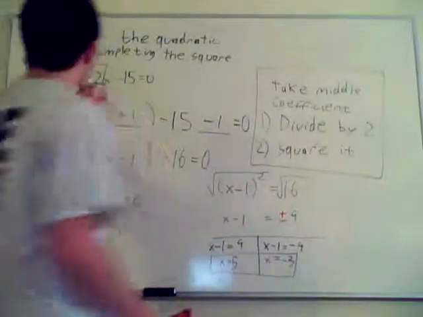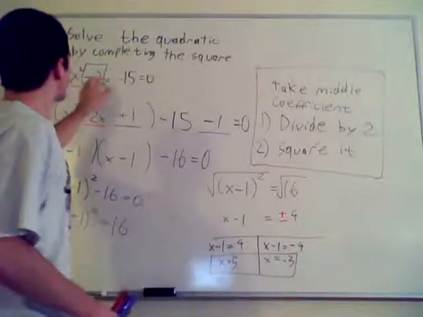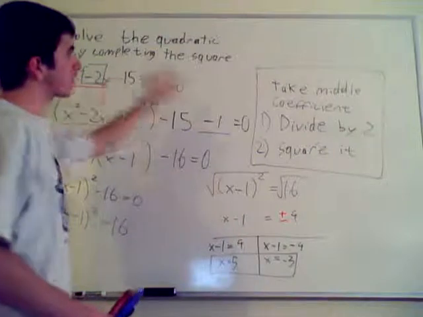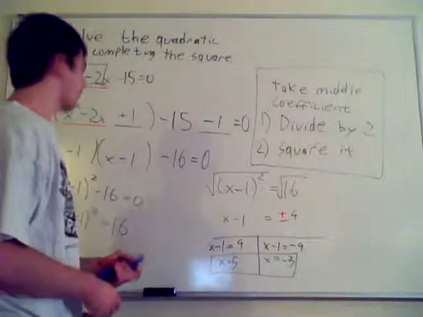Alright, so the tricky part about this is take the middle coefficient, don't square the x or anything. Just take the middle coefficient, so negative 2 for this case, divide by 2 and square it. And then just solve for it.